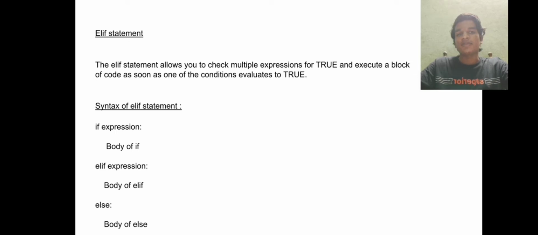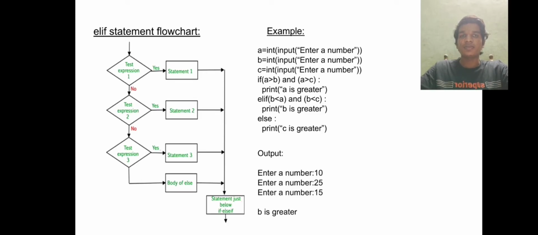Syntax of elif statement: if expression colon, body of if. Elif expression colon, body of elif. Else colon, body of else. Elif statement flow chart: if test expression 1 becomes yes, it will go through statement 1 and then go to the statement just below the if elif else. If it is no, it will go to test expression 2. Similar steps are followed for test expressions 2 and 3. If these are also no, then go to the body of else.